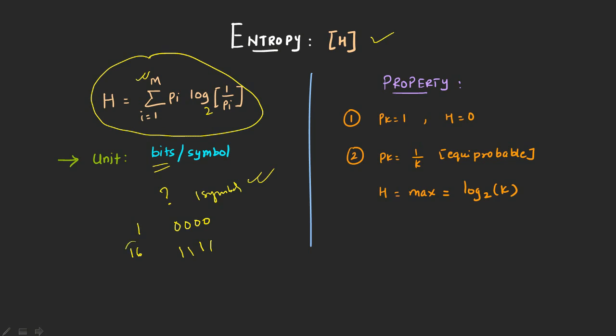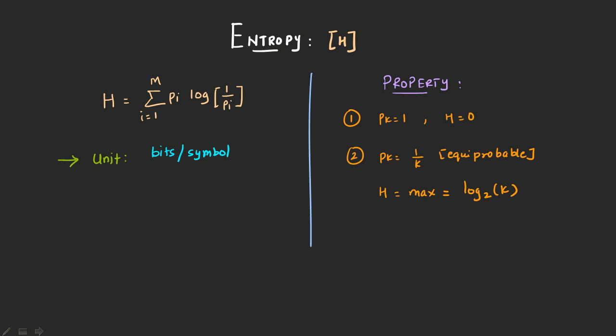So this means that if I am passing this 16 as a symbol, I require 4 bits. So 4 bits for one symbol. This is the unit, and this is how you have to understand. So now let us talk about the properties.